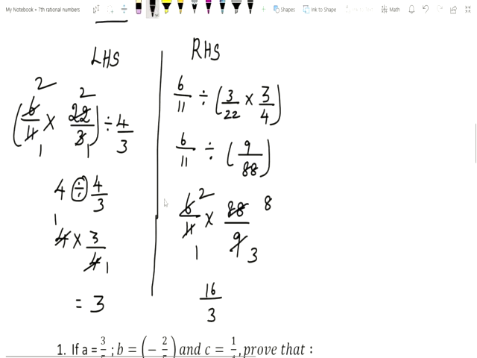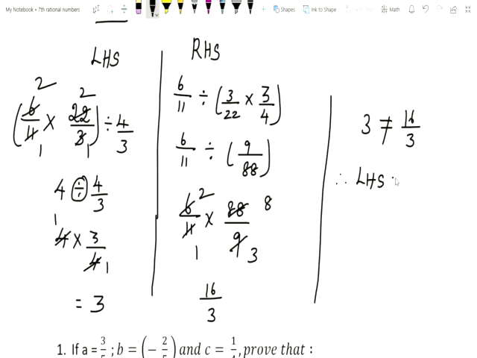Now you see, left hand side 3 is there, right hand side 16 by 3. So 3 not equal to 16 by 3. So therefore LHS not equal to RHS. So hence verified. You understand, children? Shall I move on to the next question?